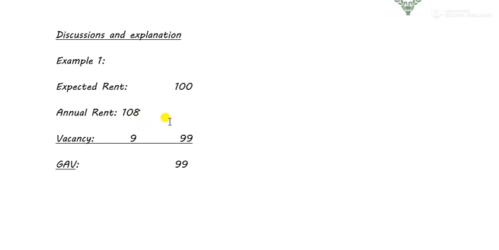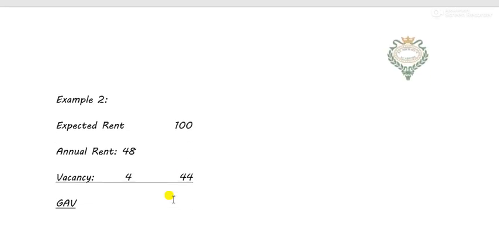So he is an honest assessee, because his annual rent was more than expected rent. Therefore, we will consider the vacancy of 9. 108 minus 9 is 99. So 99 will be my gross annual value. Let's come to the second example.